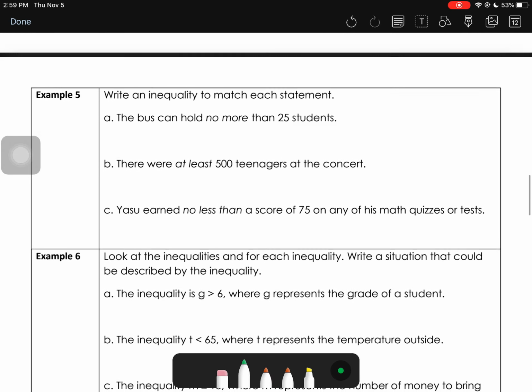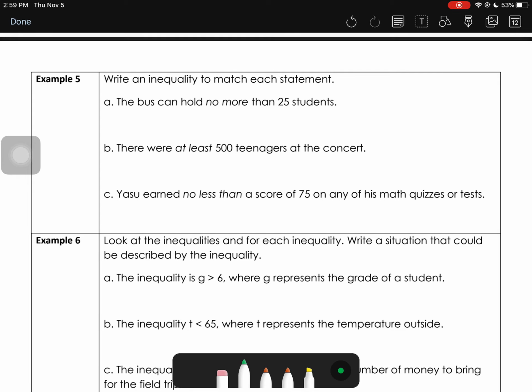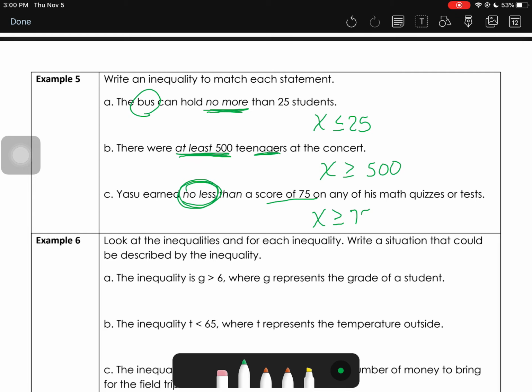Number 5 says write an inequality to match each statement. So the bus can hold no more than 25. So we're going to say the bus, no more than 25 means it could be less than or equal to 25. At least 500 teenagers at the concert. Here's the teenagers. At least means there was 500 or more. Greater than or equal to. Yasu earned no less than 75 on his math quiz. Since it's not less, it would be greater than or equal to 75.